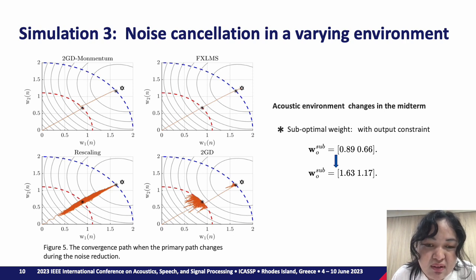As shown in the figures, the boundary of the weight also changes from the red line to the blue line, and it is similar to the previous simulations. The rescaling and 2GD algorithms bring several oscillating effects around the suboptimal control filters, while the FX-LMS breaks the weight boundaries and reaches the optimal values without the output constraints.